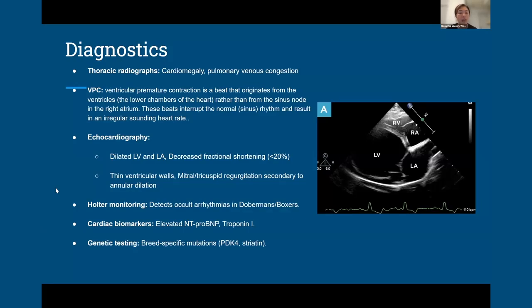And in echo, there will often be a dilated left ventricle and left atrium, and also decreased fractional shortening. There's going to be thin ventricular walls and some regurgitation of the mitral valve or tricuspid valve, secondary to annular dilation. Holter monitoring sometimes could also work because of the arrhythmia that we can see in Dobermans and Boxers, and cardiac biomarkers such as proBNP and troponin I. Those are also good indications of the cardiac muscles not functioning normally. And there's also genetic testing nowadays for breed-specific mutations for DCM.